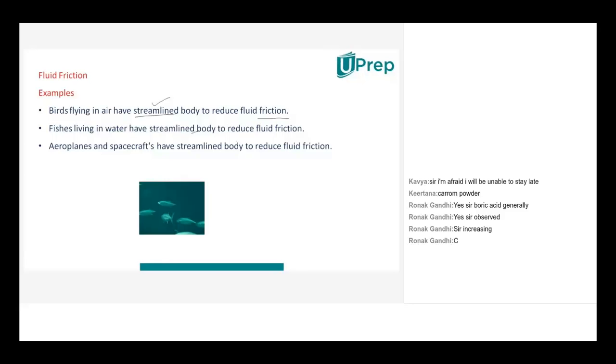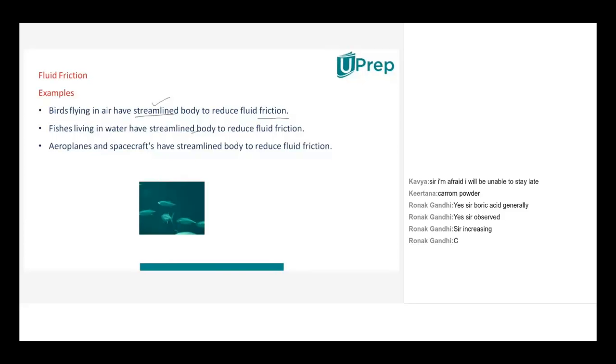And maybe you see aeroplanes and spacecrafts have a streamlined body to reduce fluid friction. So generally, to overcome the fluid friction, we have to give a special shape to any object. Then only the frictional force will become less. And maybe you can see something with our own hands-on experiment also.